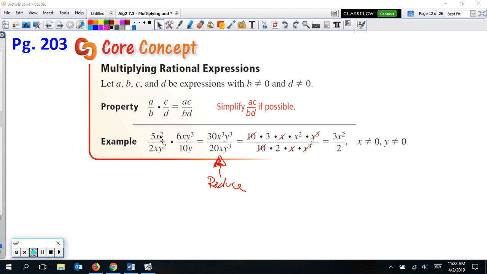So they're showing this one here. You're going to multiply these two together to get 30x to the third y. Multiply this together to get 20x y to the third. But like I said here, we would want to reduce this because this is not reduced. So after you multiply, you do need to reduce, and that's where we're going back to what we just did on those 4 problems just a minute ago of simplifying the rational expression.